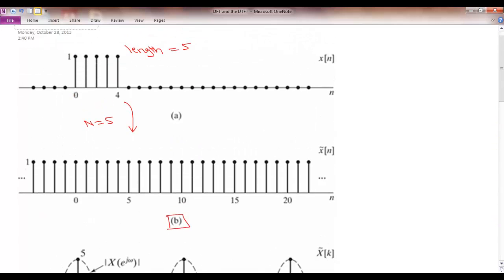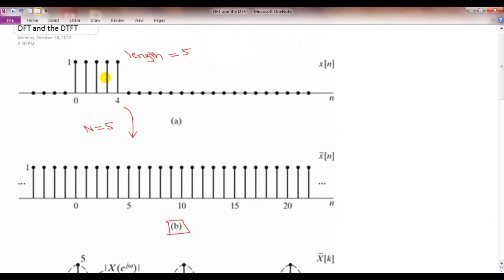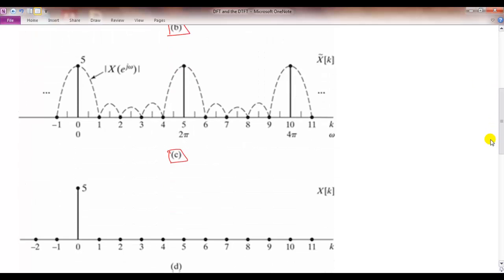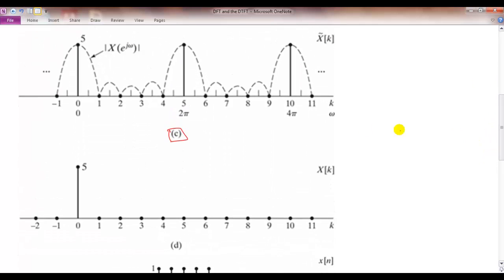We simply say that this sequence of length 5 has a discrete time Fourier transform like this, and so the DFT simply corresponds to samples of this DTFT. Okay. Now there is this middle way by which you can arrive at this, but as I said, we can ignore that for most cases.